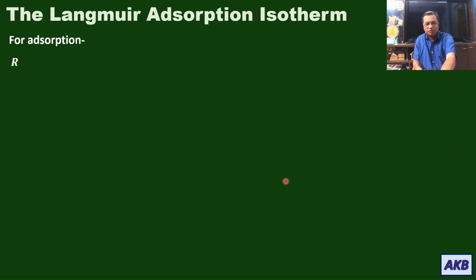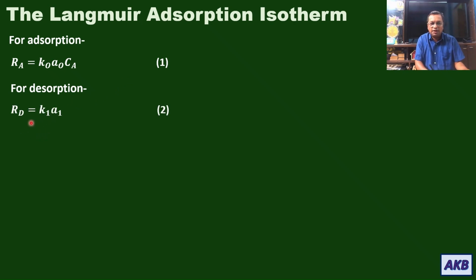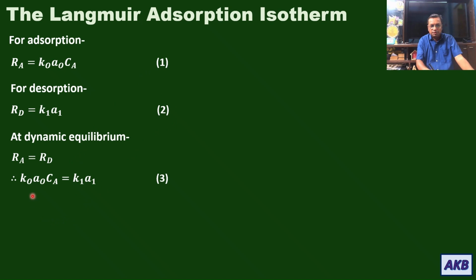For adsorption, we got equation 1. What is that equation? Ra equals K naught into A naught into Ca, equation 1. And for desorption, we got equation 2: Rd equals K1 into A1. Now, when dynamic equilibrium is reached, which happens when these two rates are equal, at dynamic equilibrium Ra becomes equal to Rd. Rate of adsorption is equal to rate of desorption. Using equations 1 and 2, K naught A naught into Ca equals K1 into A1. Let me call it equation number 3.